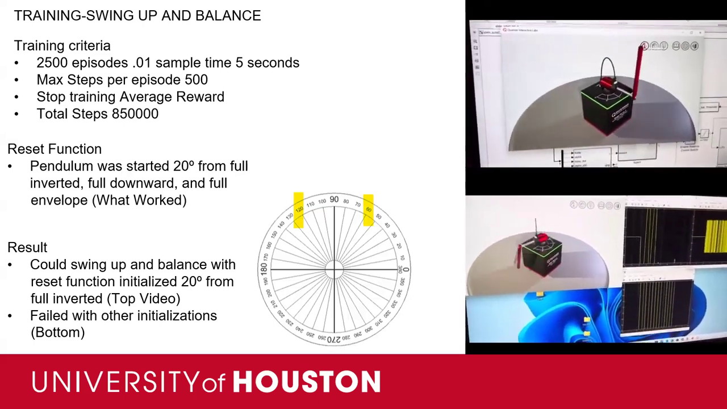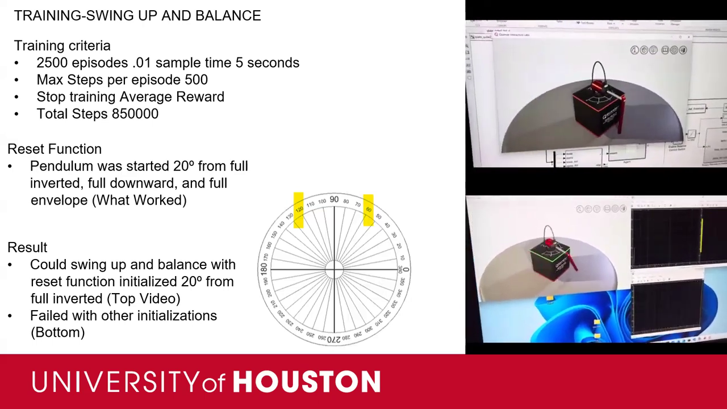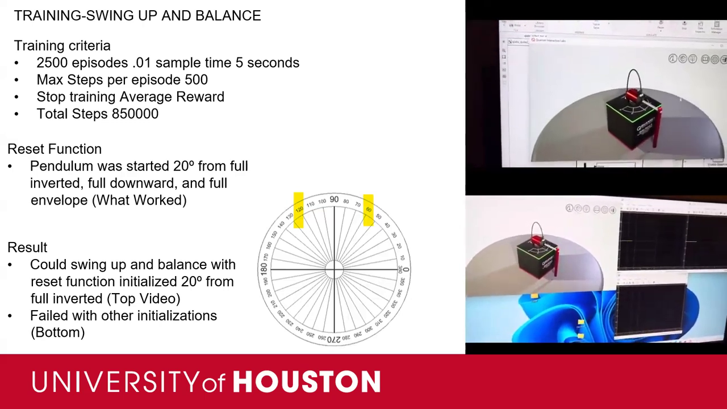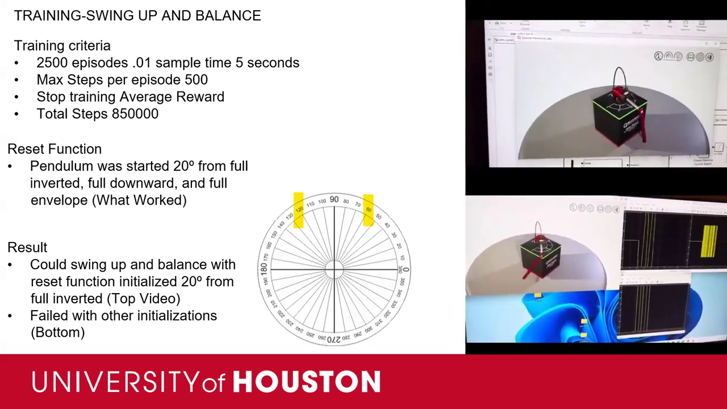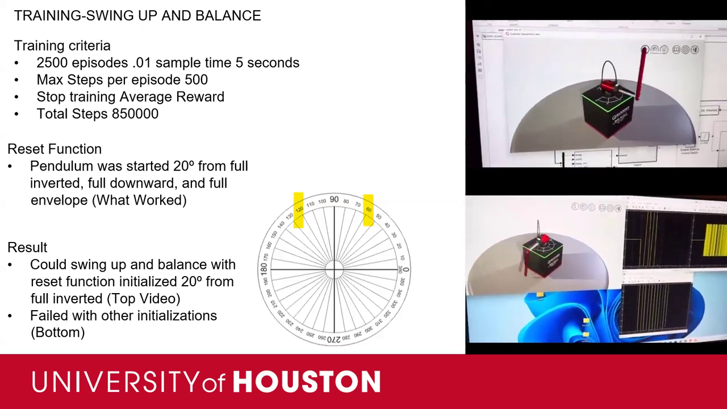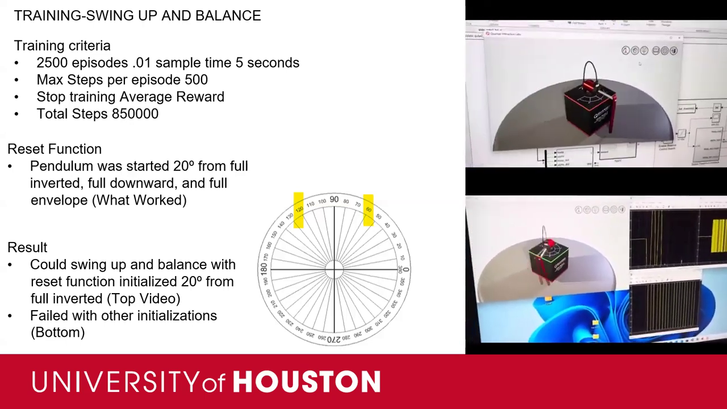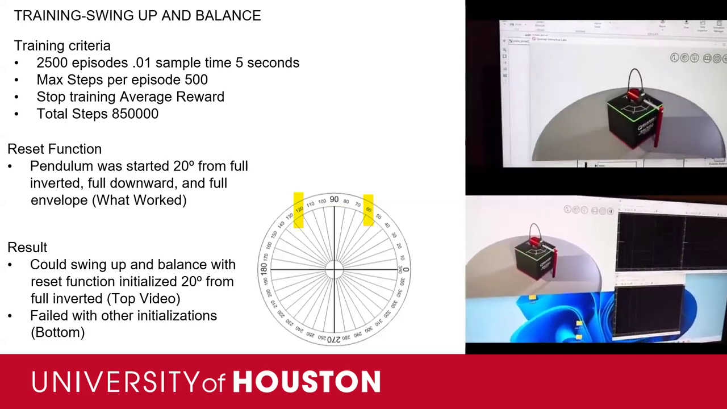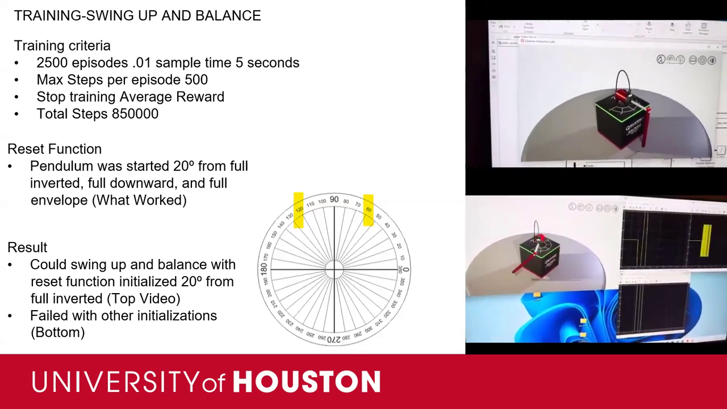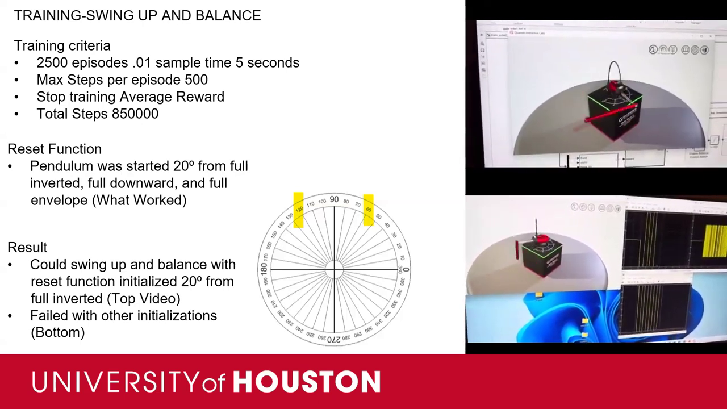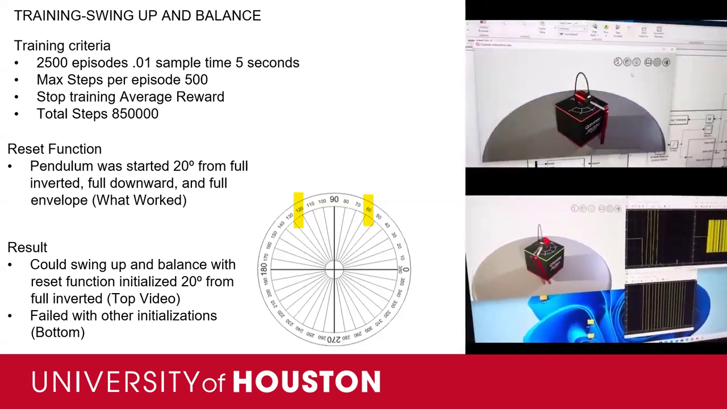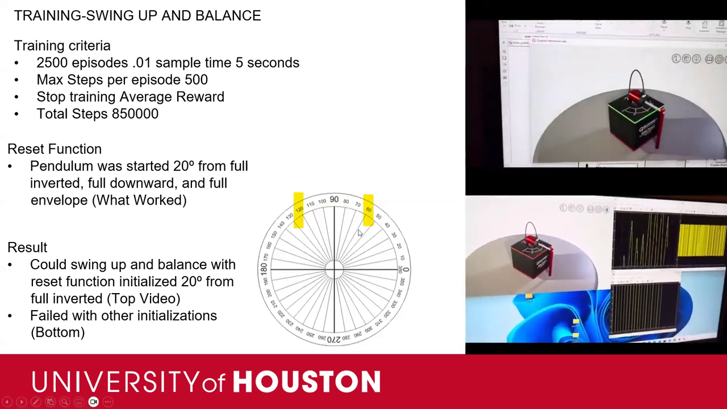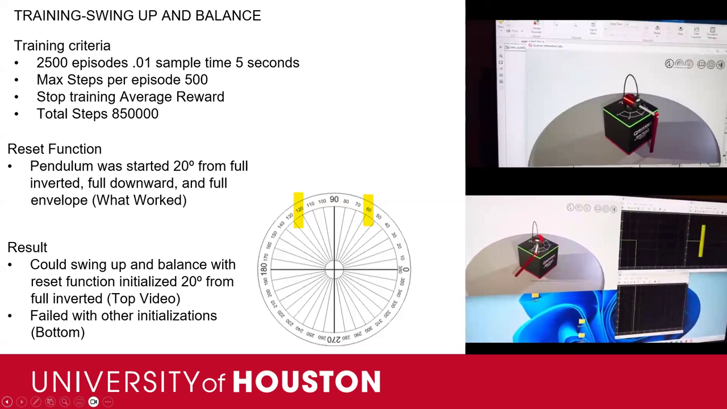What other things we tried: we had the reset function initialize the pendulum throughout this entire range. We also initialized it towards the bottom. The video you see on the bottom is actually one of those training sessions. At the start of each episode, the pendulum started near the bottom. As you can see, this agent was trained to swing and try to get the pendulum higher, but it could never quite get the pendulum high enough to swing up and balance. Again, what worked? 20 degrees of full inverted for this algorithm.